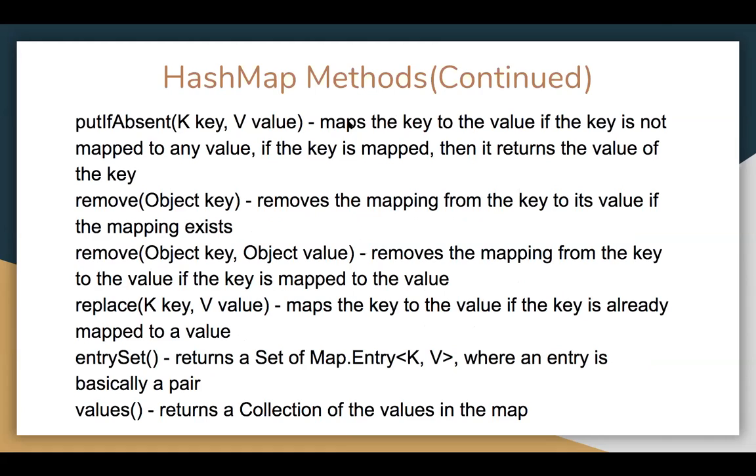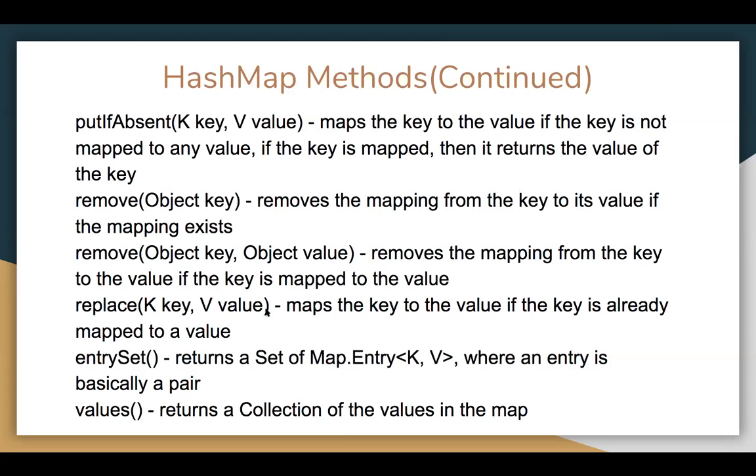Hash map methods continued. We have put if absent, which takes a key and a value, and maps the key to the value if the key is not already mapped to any value. If the key is mapped, then it returns the current value of the key. Remove, taking in a key, removes the mapping from the key to its value if the mapping exists. Remove, and this time you're taking 2. So it removes the mapping from the key to the value if the key is already mapped to the value. In this case, these two have to match each other for it to be removed.